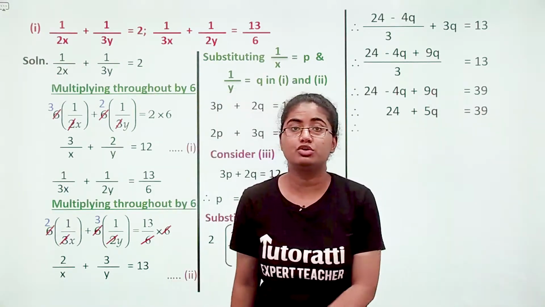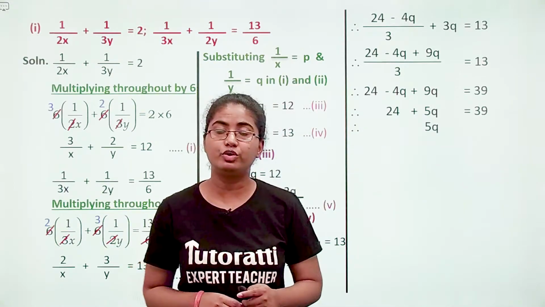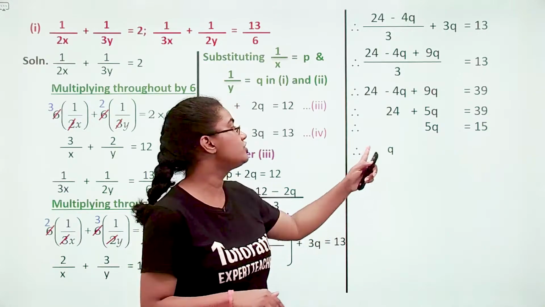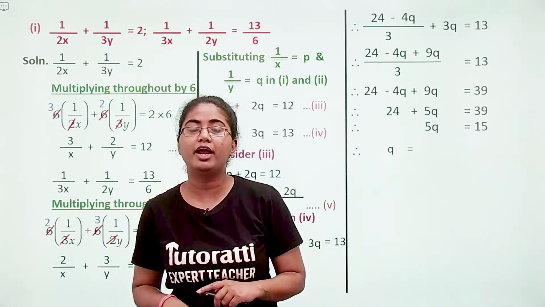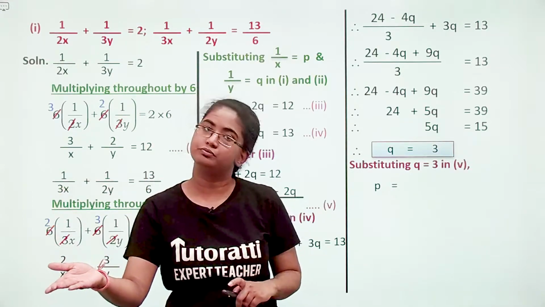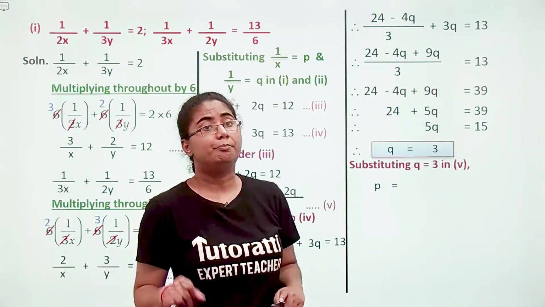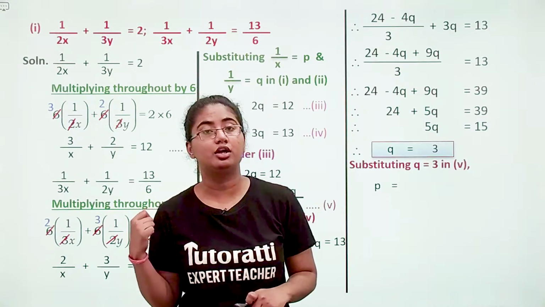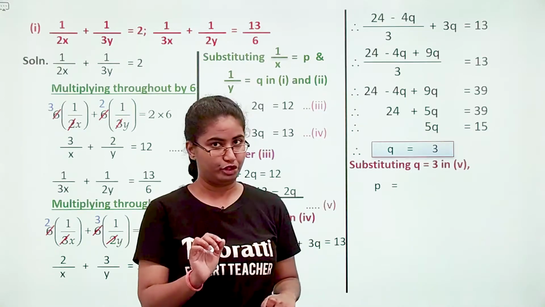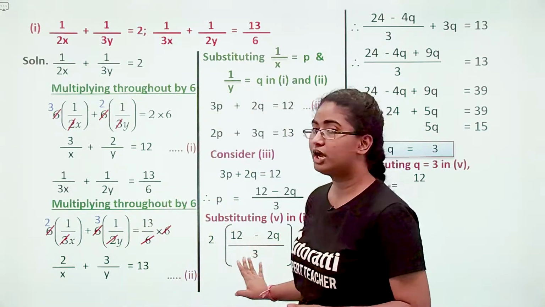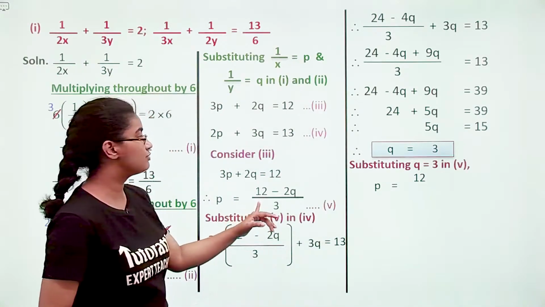Shift the constant onto the other side. You'll have 5Q is equals to 39 minus 24. The value is 15. तो Q क्या आएगा? 15 upon 5 which is 3. Alright? P चाहिए. P कैसे मिलेगा? By substituting Q in one of the equations. Okay, so I'll substitute in fifth one. ये fifth वाला equation था यहाँ पे. Alright, I'll substitute Q in here.